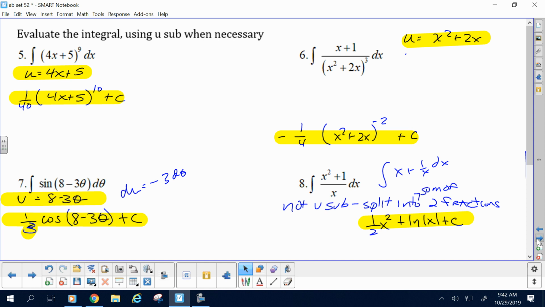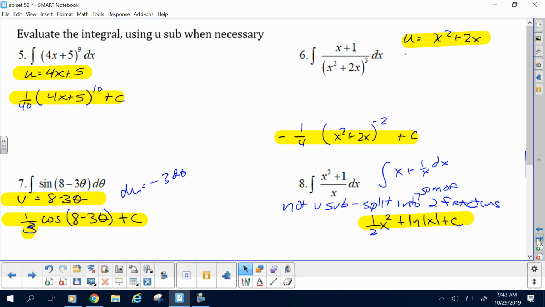Number 7 was rough because there were 2 negatives in there. If you let u equal 8 minus 3 theta, you'll get a negative when you find your du, but you also get a negative later when you take the antiderivative of sine u. Those 2 negatives should cancel out and it should be a positive 1/3 cosine of (8 minus 3 theta) plus c.